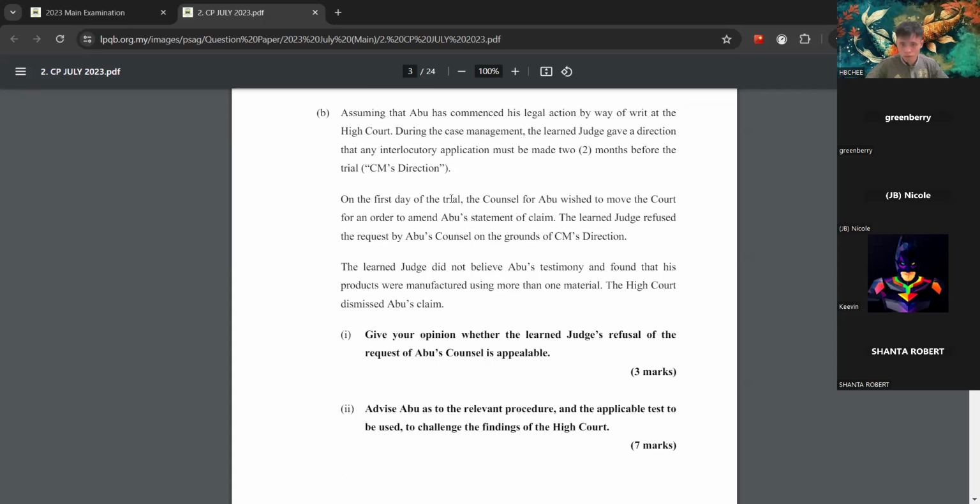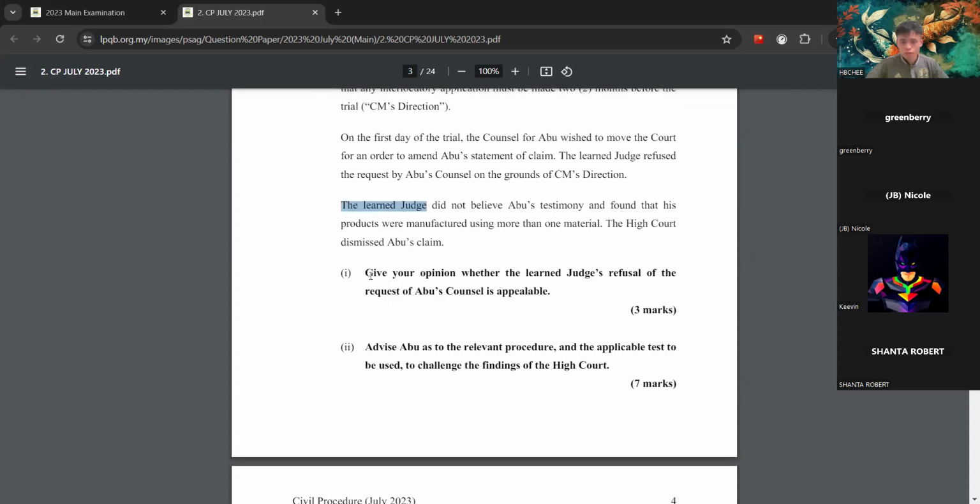On the first day of the trial, counsel for Abu wished to move to the court for an order to amend Abu's statement of claim. The judge refused the request by Abu's counsel on the ground of CM's direction. The learned judge did not believe Abu's testimony and found that his products were manufactured using more than one material. And then the High Court dismissed Abu's claim. So the first part is whether the refusal of request is appealable.